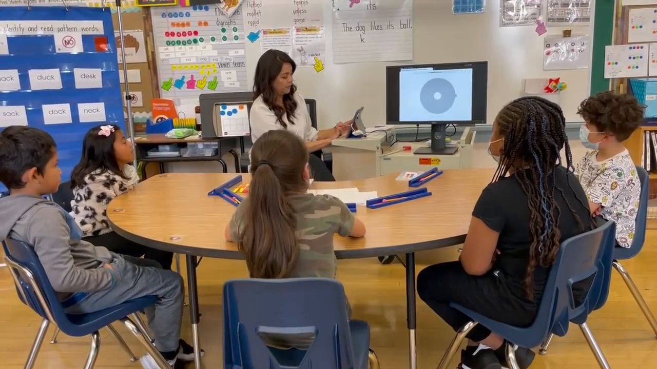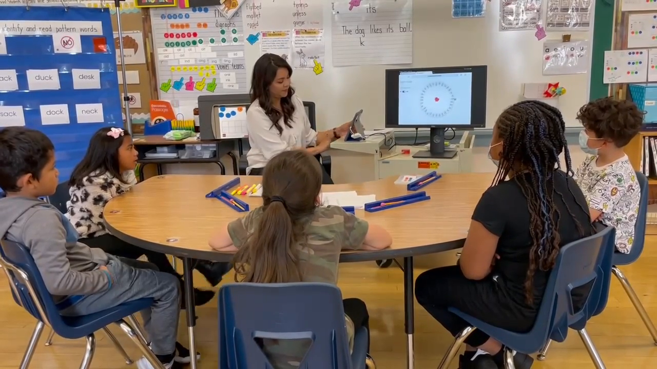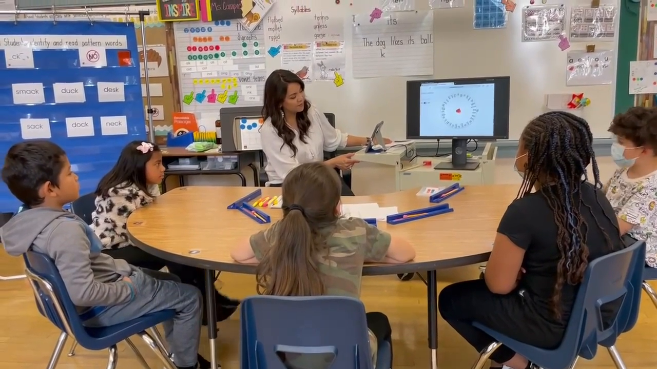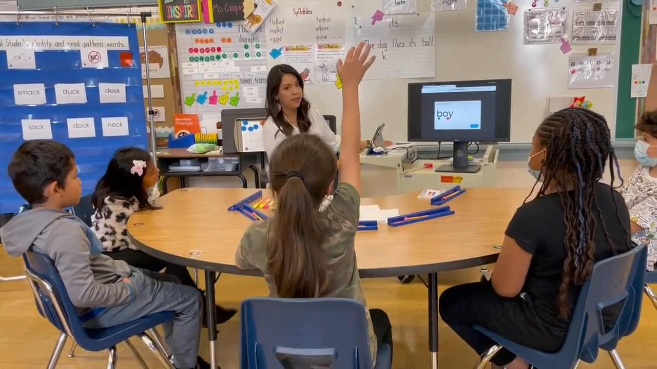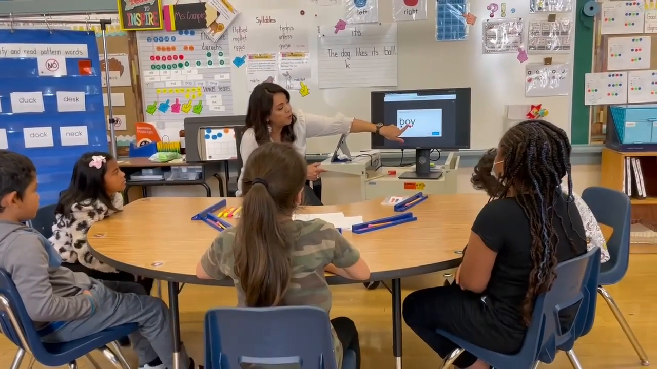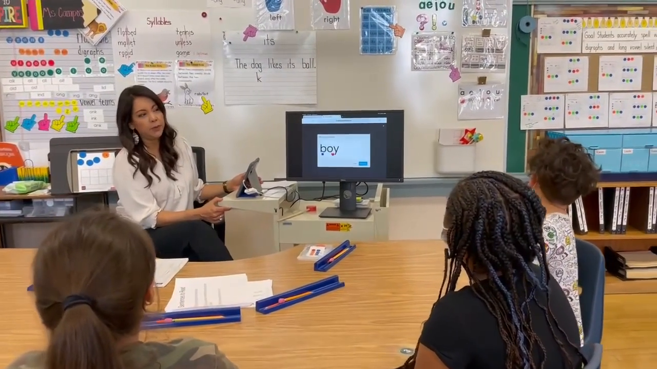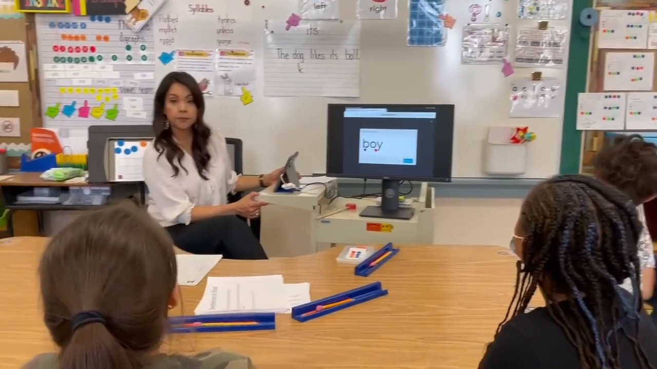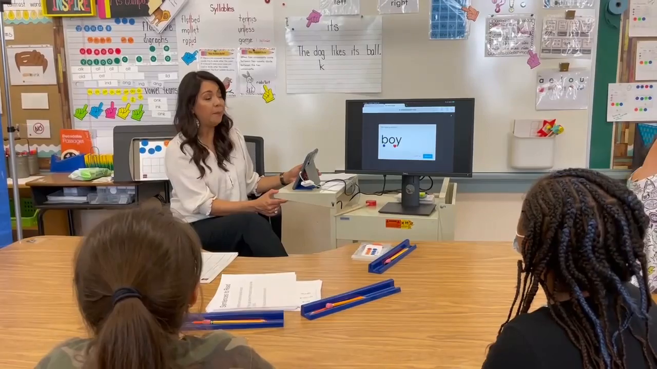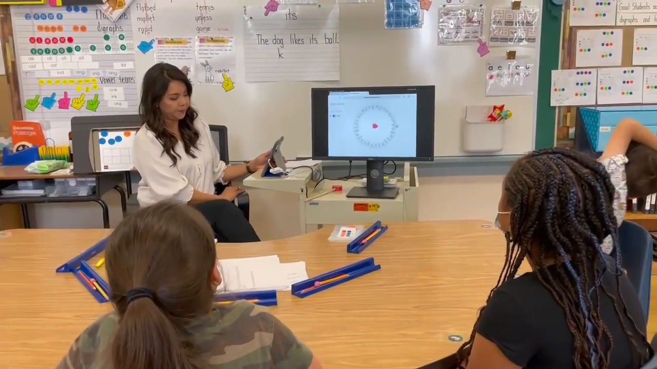So remember, you're going to read it, and then you're also going to give me a sentence, okay? All right. So here is our first word. Raise your hand if you think you can read this word. Alina? Boy. And you'll see that the heart is under the OY, right? The OY card. Boy. Can you give me a sentence with the word boy? That boy is my friend. Excellent. That boy is my friend. Great sentence.